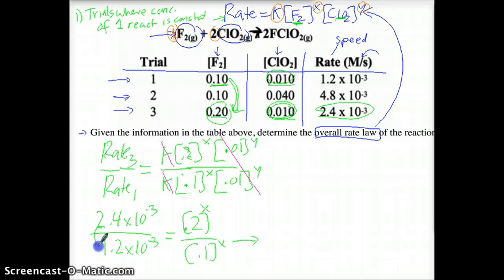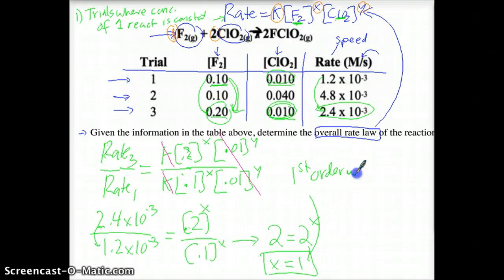2.4 times 10 to the third divided by 1.2, that's equal to 2. 0.2 divided by 0.1 gives me 2 to the x. So I can clearly see that x must be equal to 1. Boom. This tells me that if I double the concentration of fluorine, it's going to double the rate from 0.1 to 0.2, 1.2 to 2.4. So we would say that this reaction is first order with respect to F2.